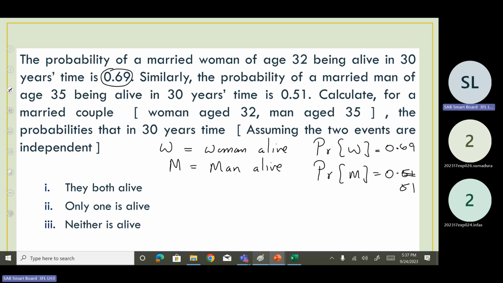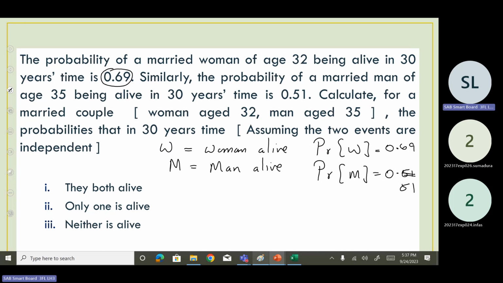Okay, so then calculate for a married couple, woman age 32, man age 35. The probability is that in 30 years time, all the conditions are there: 32 years, 35 years, in 30 years time. Further, it is given, assuming the two events are independent. That means these two events are independent, so we can use that. First part: they are both alive. So we want to find the probability of both alive.